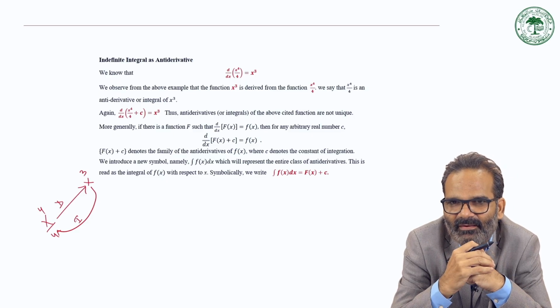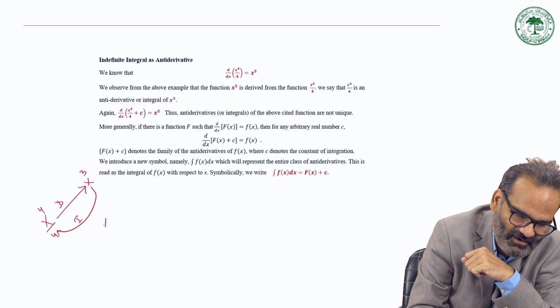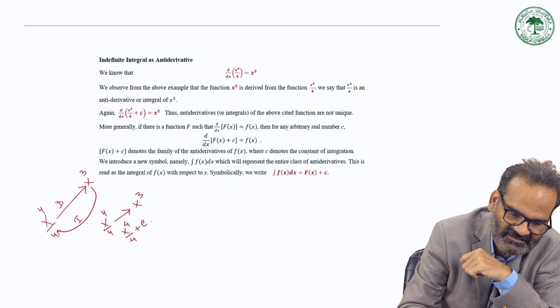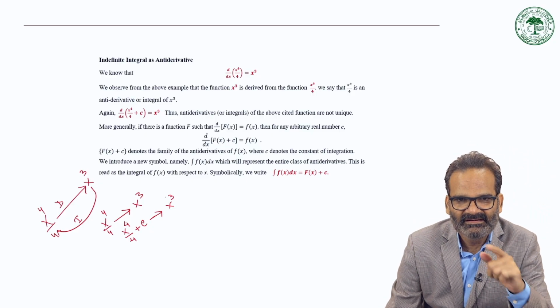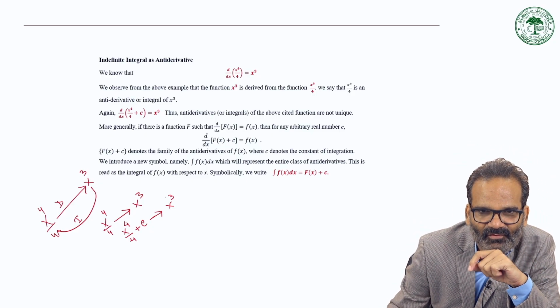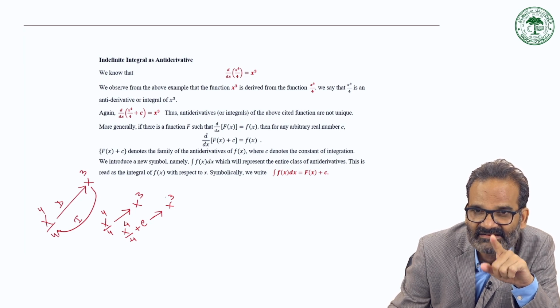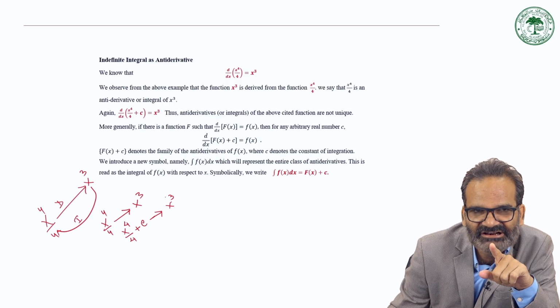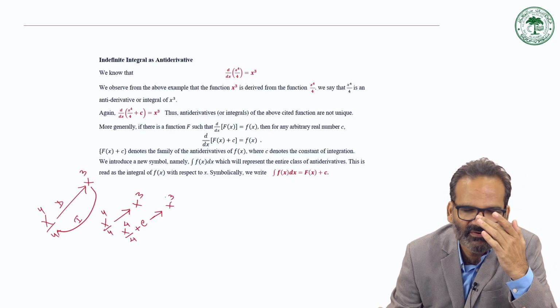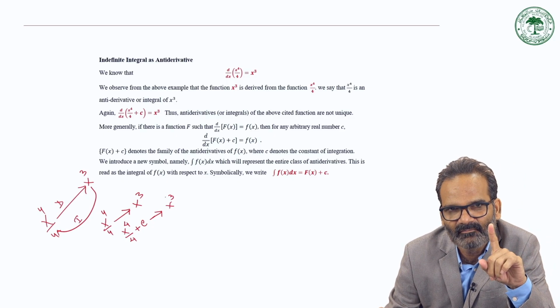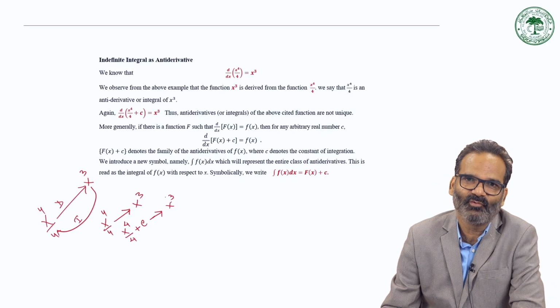And not only x⁴/4. See, if the derivative of x⁴/4 is x³, if we add a constant, for example x⁴/4 plus any constant, any number, then its derivative is still x³. See, the derivative of x⁴/4 plus c is still x³. Thus, antiderivatives or integrals of the above cited function are not unique. What is the meaning of unique? Unique means not only one, more than one. Right?